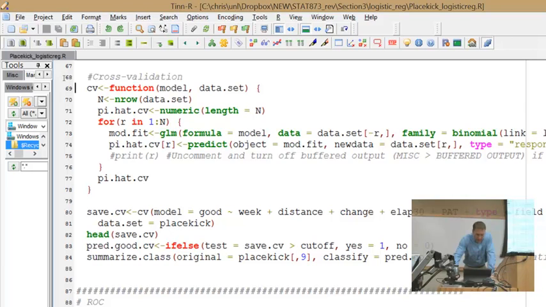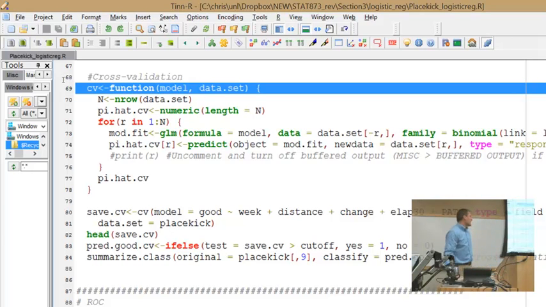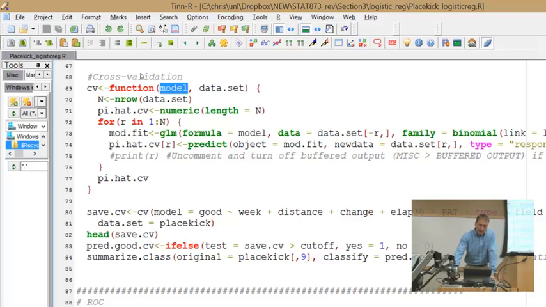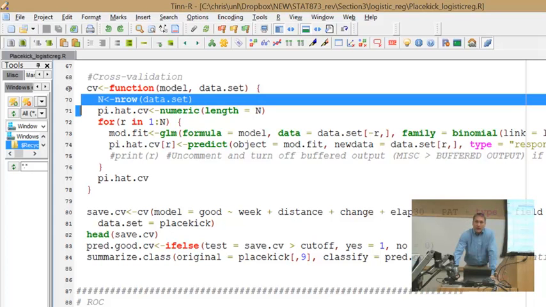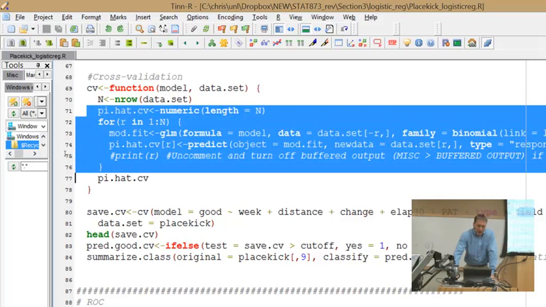Okay, so here's my function. I decided to call it CV, or cross-validation. I'm going to pass in just 2 bits of information: the model, in terms of what's the actual model I want to estimate, and then the data set name. So the first thing I'm going to do inside the function is find my number of observations. And then the rest of the code is basically what I had just described to you.